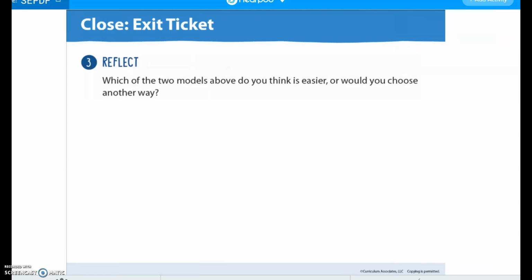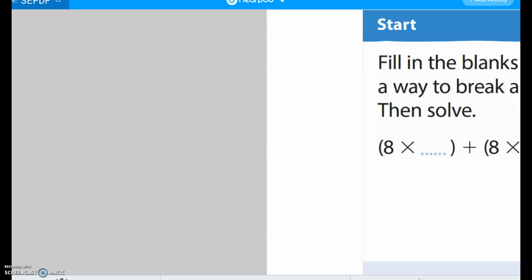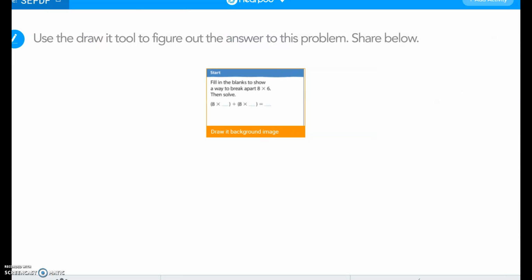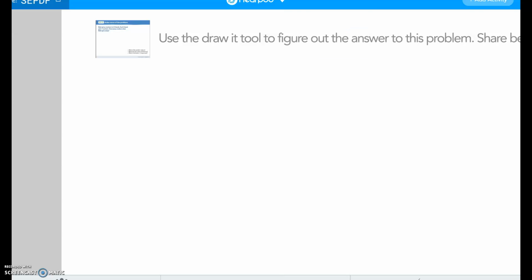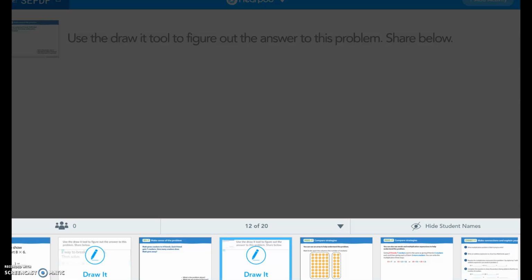Okay, so which of the two models above do you think is easier? And would you choose another way? Just answer that for me. Which one do you think is easier? And would you choose a different way to do it? Okay, that's all you need to do for this part, but actually, let's skip down to the very last slide.